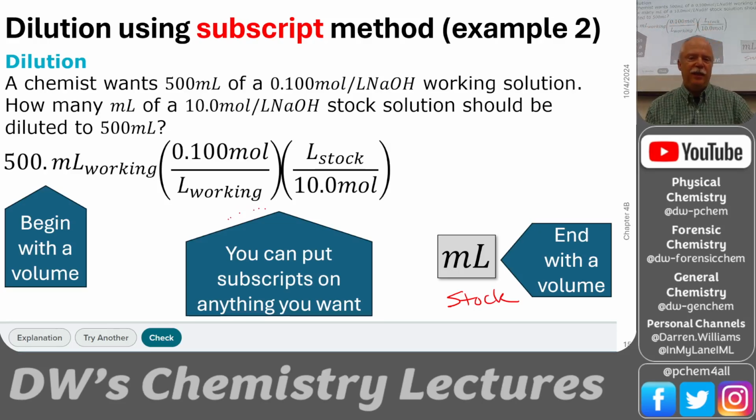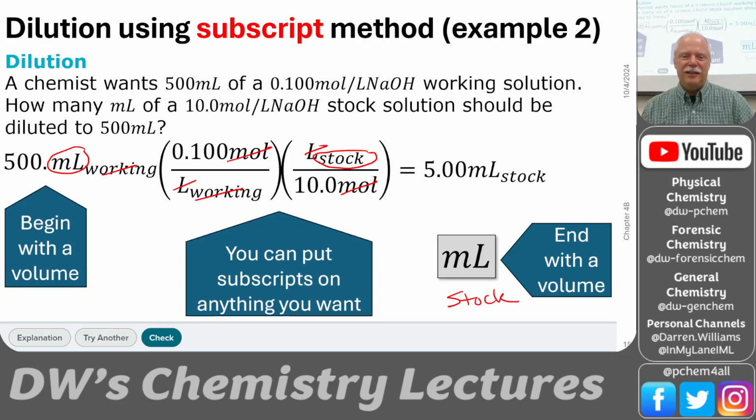You can look to see how these things cancel. So the moles cancel with moles, and then the working cancels the working. You can think of it that way. And the liters actually cancel the liters, and I'm left with milliliters and the subscript stock. Okay, so it all works out. And so I end up with 5 mils of the stock solution is what I need.